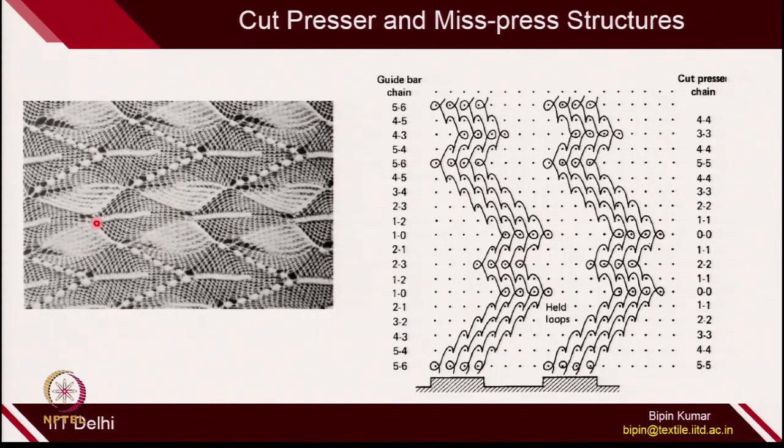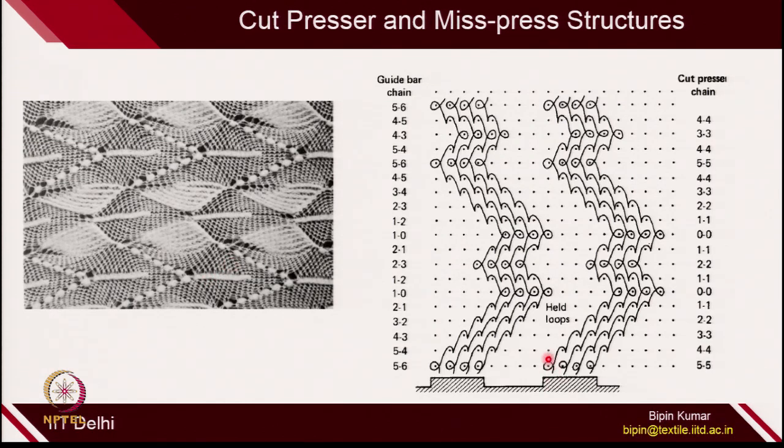For example, if you want to create this structure, you are doing the lapping with some of the guide bars, while the other guide bars are holding the loops. Okay. So, this needle holds the loops for 5 courses, and because of that some opening is being created. Somewhere you have more dense areas because more loops are being generated, and wherever you have more held loops, there the structure is more open.